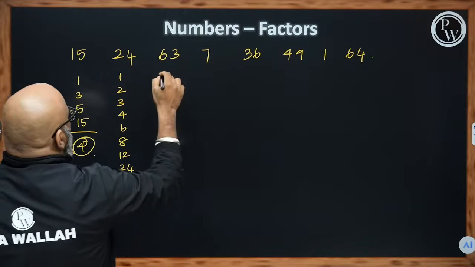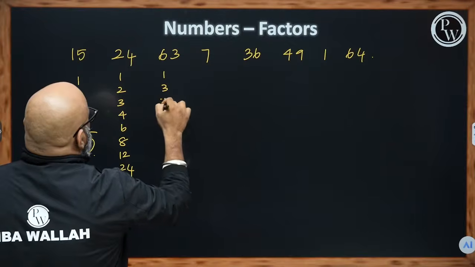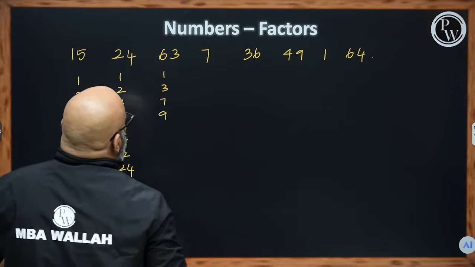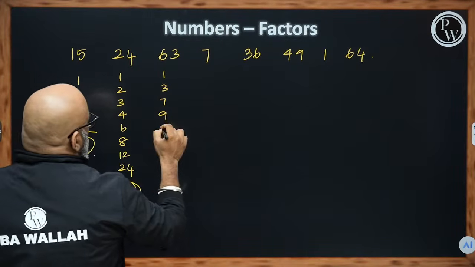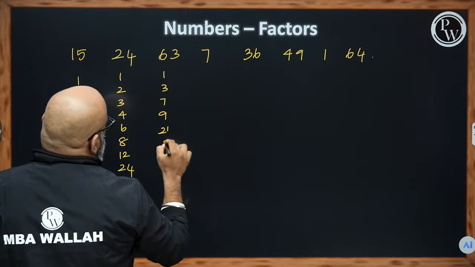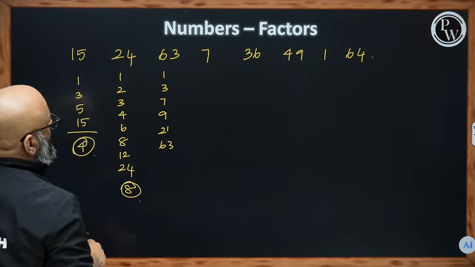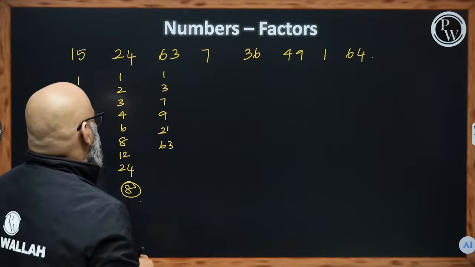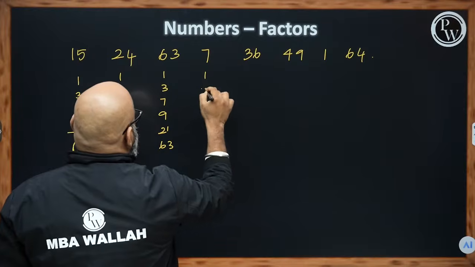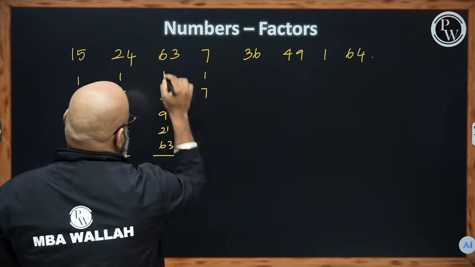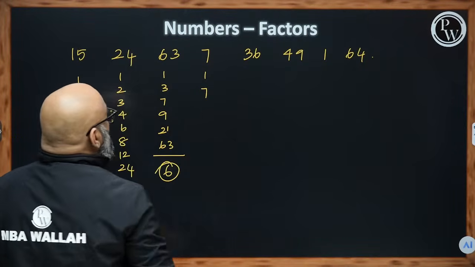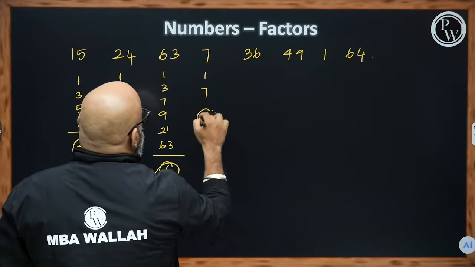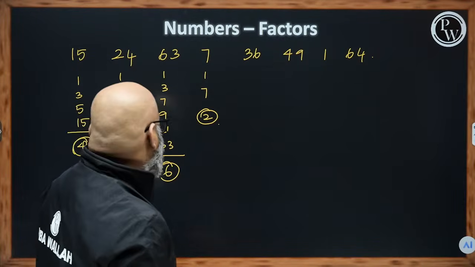63: 1, 3, 7, 9, 21, 63. Yes, correct. 7 has 1, 7. This is 2, 3, 4, 5, 6 factors. 7 has 2 factors.